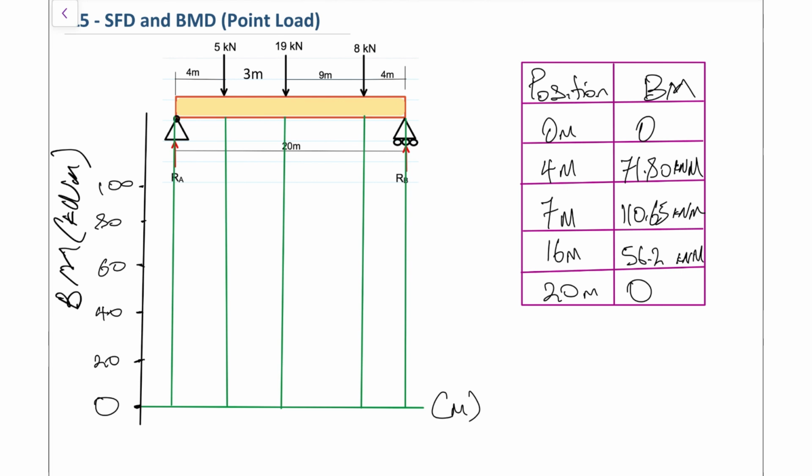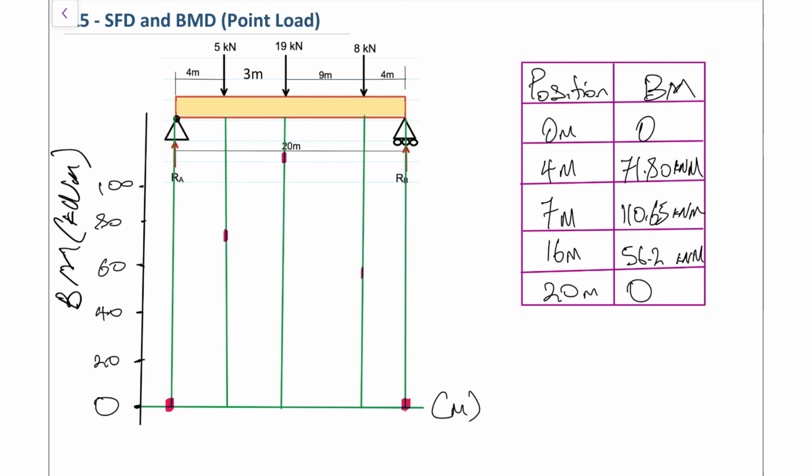And our first point is at 0, 0. So right here, 0 meters with 0 kilonewtons, right there at the very start. Then we move across to the 4 meters, and it's going to be plotted at 71.80. And please note that this is just an estimation. So that's 71.80, somewhere thereabouts. Moving across now to 7 meters, that's going to go all the way up to 110. I'm just estimating here, just to give you an idea what the sketch should look like. Then we move across to 16 meters. That will be plotted at 56.2, so around there. And then we come back to 0.